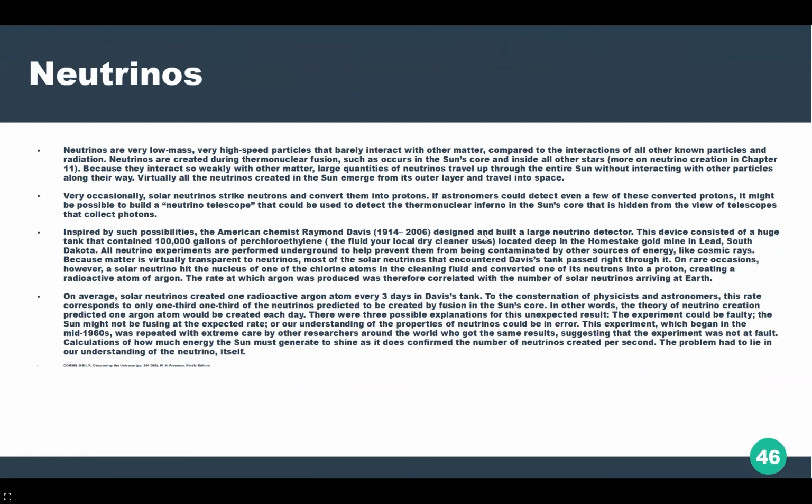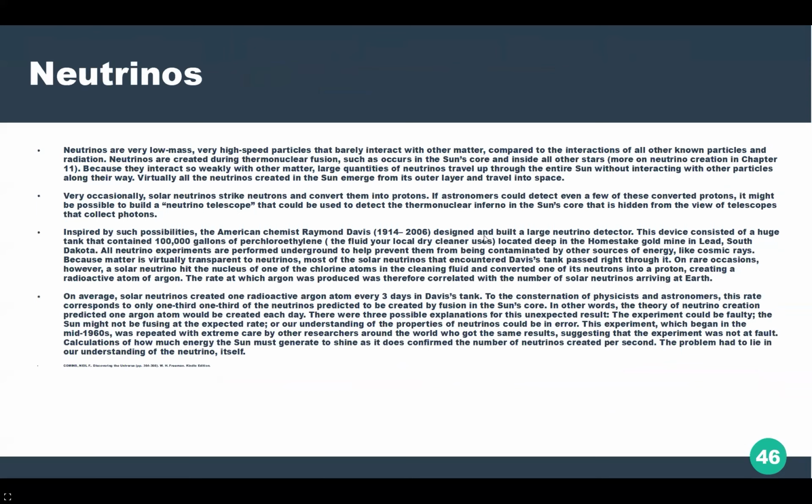Neutrinos are very low-mass, very high-speed particles that barely interact with other matter compared to the interactions of all other known particles and radiation. Neutrinos are created during thermonuclear fusion, such as occurs in the Sun's core and inside all other stars. Because they interact so weakly with other matter, large quantities of neutrinos travel through the entire Sun without interacting with other particles along their way. Virtually all the neutrinos created in the Sun emerge from its outer layer and travel into space.